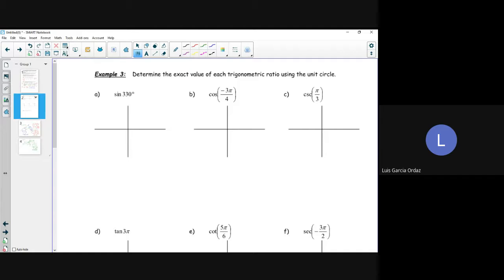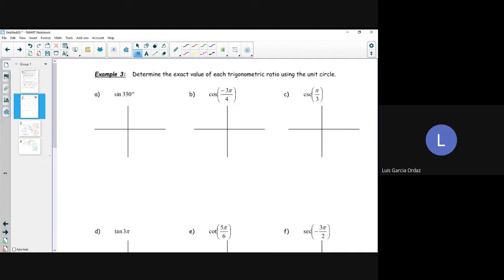Hey, don't worry if you didn't understand it. We're going to keep working more with these questions, okay? So we're going to do the exact same thing for example 3. We want to determine the exact value of each trig ratio using our unit circle, okay? So the first one is sine of 330 degrees.